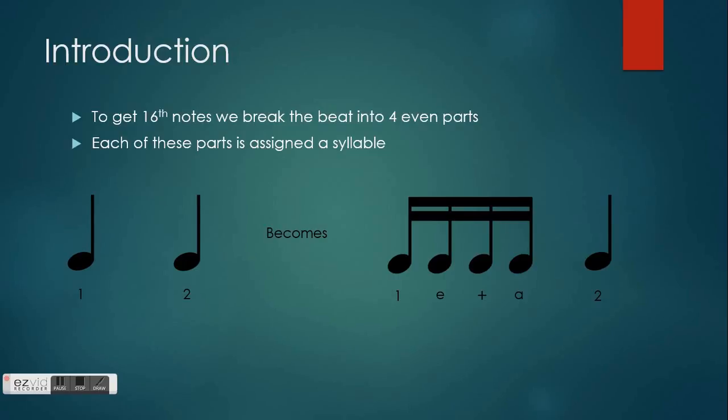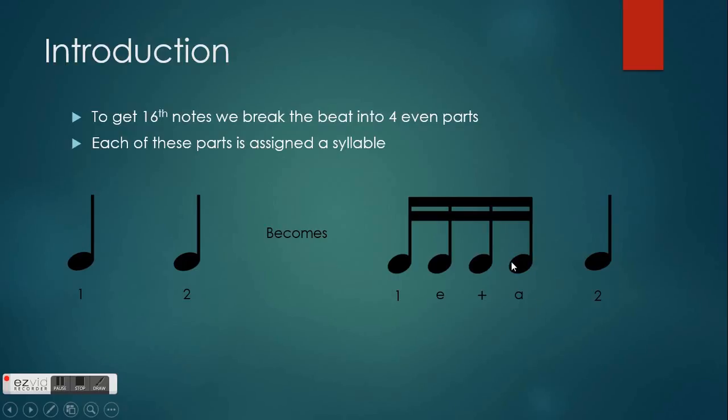So each of these 4 parts is assigned a syllable. As you can see, we're already familiar that numbers are given to quarter notes, and when we have 8th notes, that second note is given the "and" syllable. So now we're introducing the "e" and the "ah."